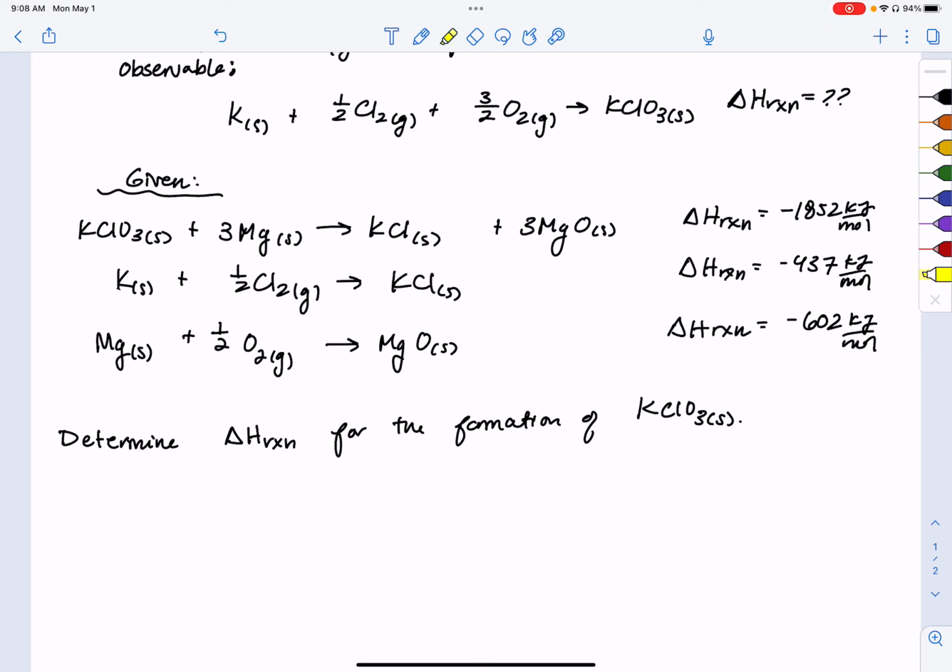So this means that our goal here is to generate this reaction from these reaction building blocks. So I need to think about how I can manipulate these reactions so that I can ultimately wind up with something that sums up or adds up to give me this reaction of interest here. So I'm going to go ahead and label these given reactions A, B, and C.